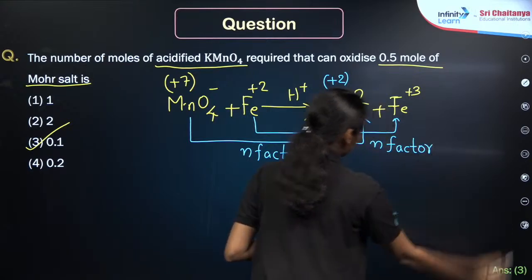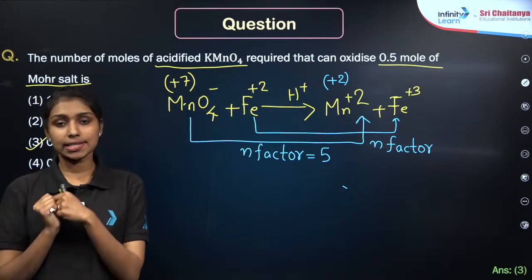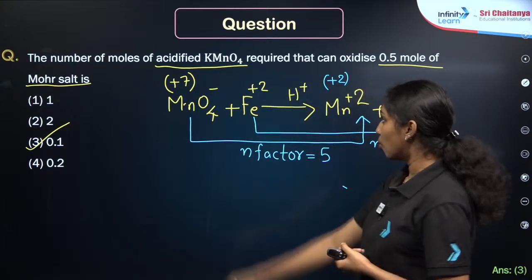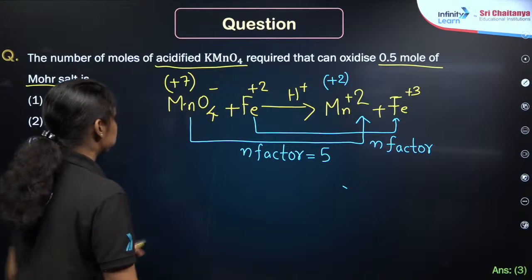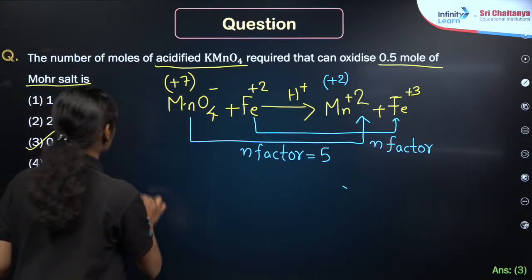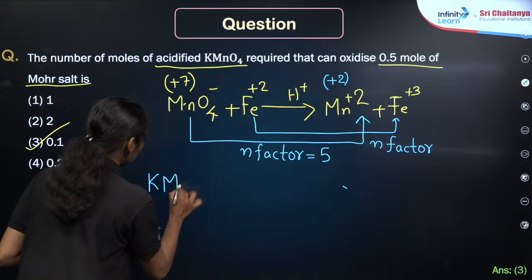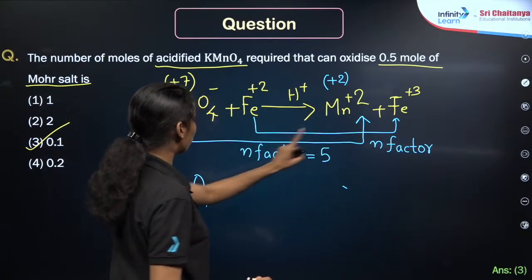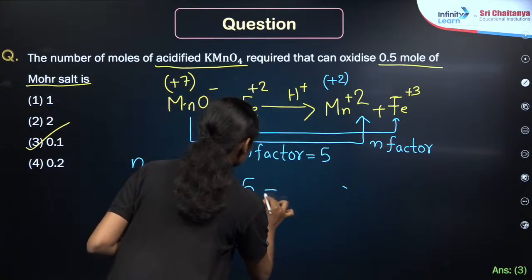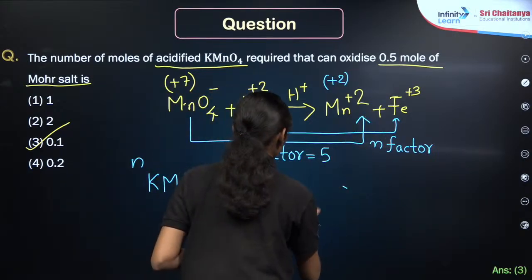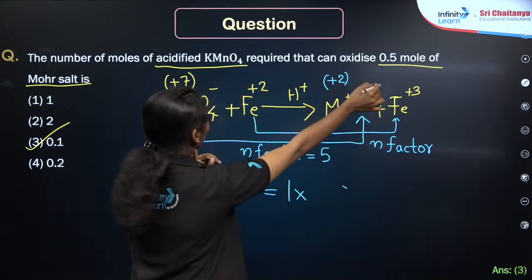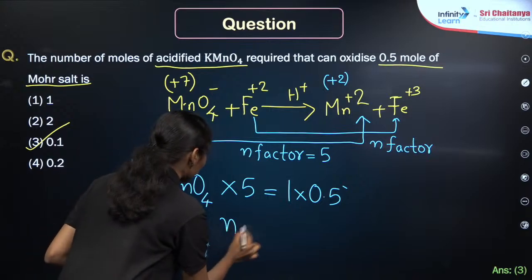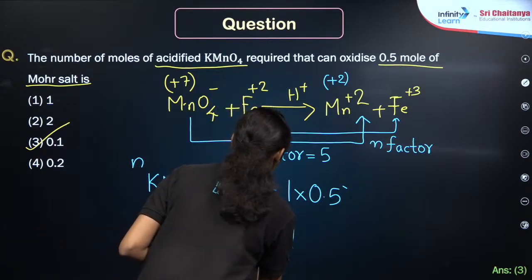So according to the redox titration, the number of gram equivalents of oxidizing agent is equal to the number of gram equivalents of reducing agent. So we are just multiplying the n factor into moles. If I take the number of moles of KMnO4, which we don't know, as n of KMnO4 into, what is the n factor here in KMnO4? It is 5, right? That is equal to the n factor of Fe2+, 1, into its moles. It is given 0.5. By calculating here you will get the number of moles of KMnO4 is equal to 0.1. Clear?